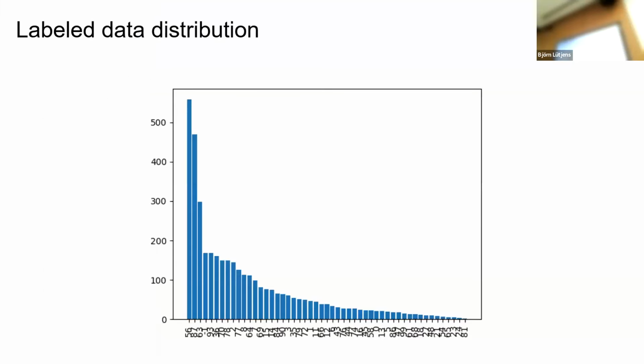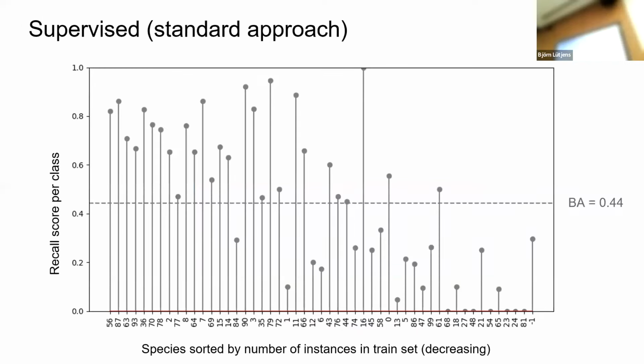This is what we've been doing in the class, and then you look at it. On the x-axis are the different species. I had about 50 species in this data. The y-axis is the number of images per species. You see this long tail distribution, which a lot of people have, because data in the wild usually exhibits this long tail distribution. Then you train a model on just this labeled data.